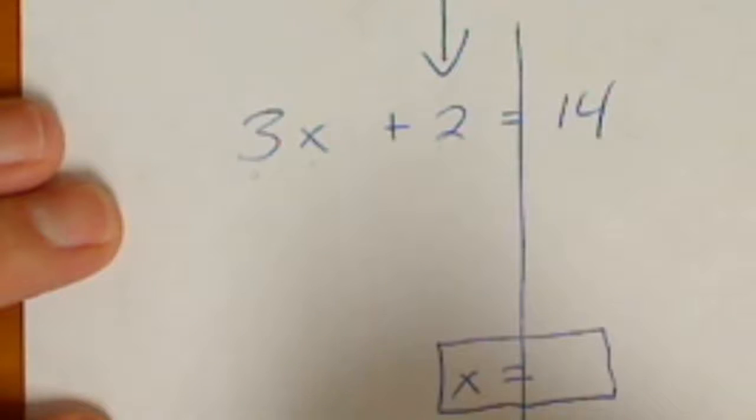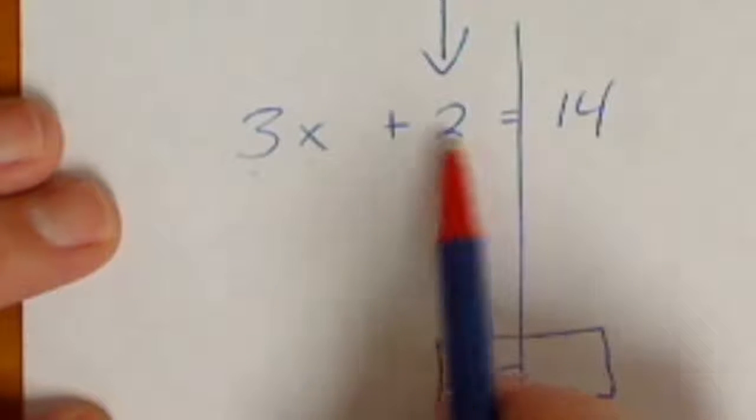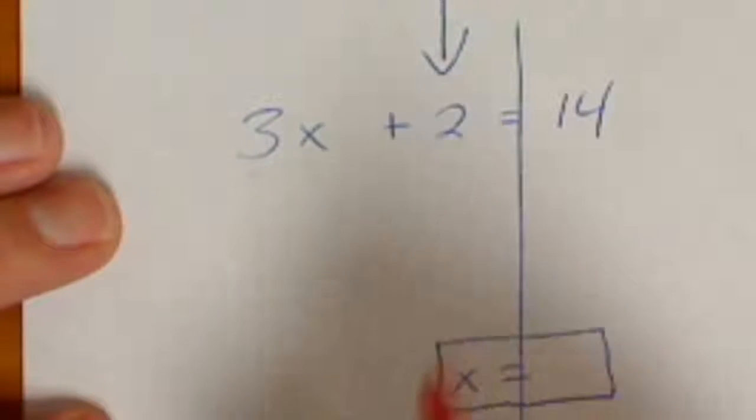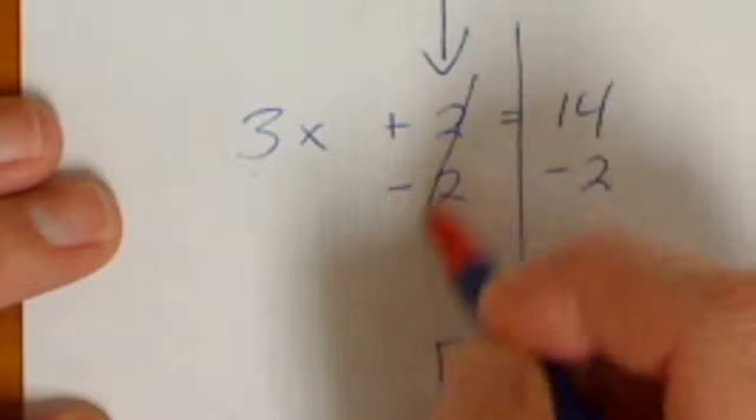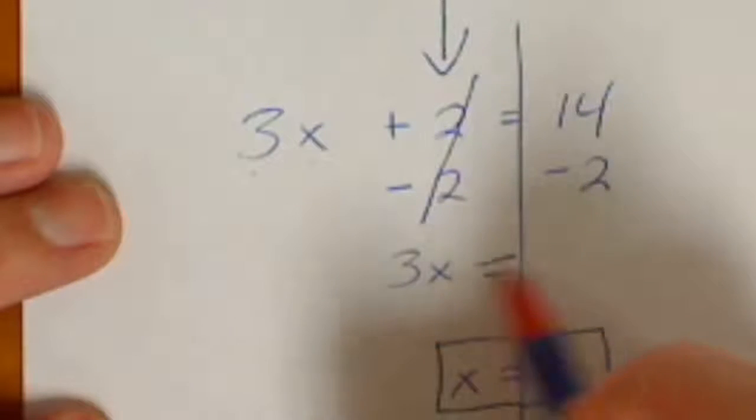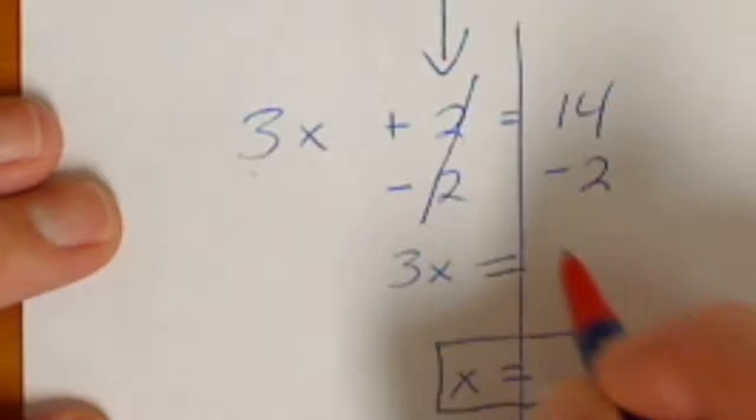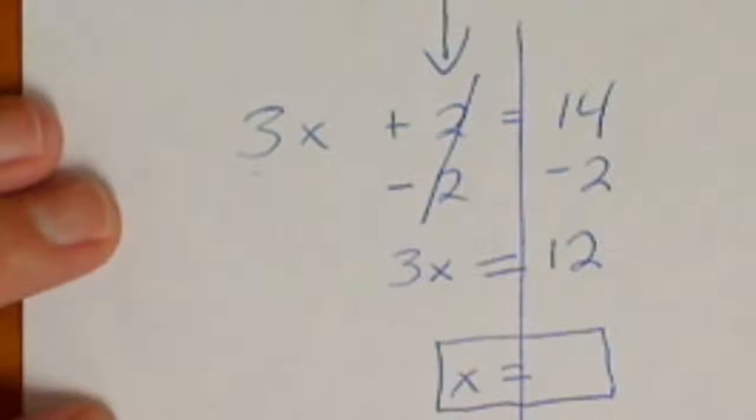How do we move a number? We move a number by doing the opposite to both sides. So what's the opposite of adding 2, or what's the opposite of positive 2? Either one will work. That would be subtracting 2, or negative 2, from both sides. Positive 2 and negative 2 cancel. Now we go down to the one-step equation. And 14 minus 2 is 12. So you make one move and you rewrite the problem.